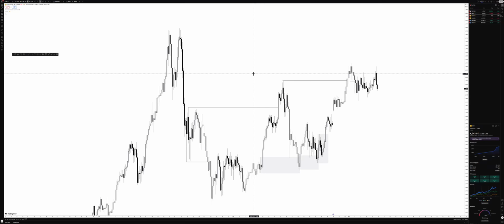God gave me a very clean setup today, and let me show you guys how I cut that trade: my bias, story, and execution, right?